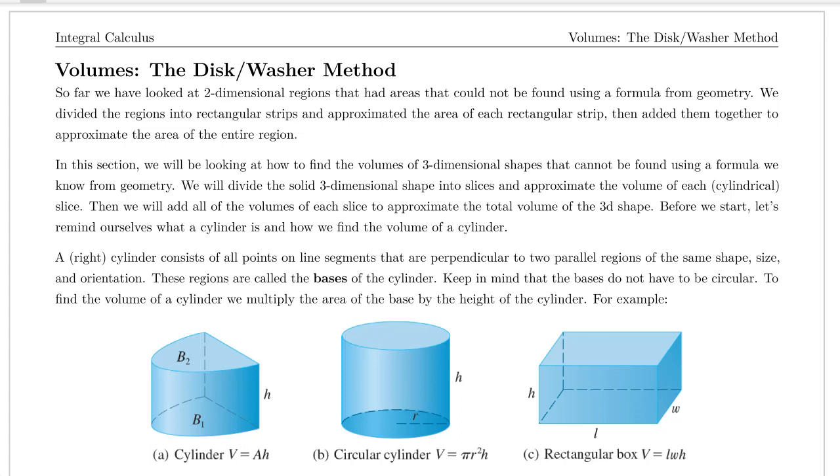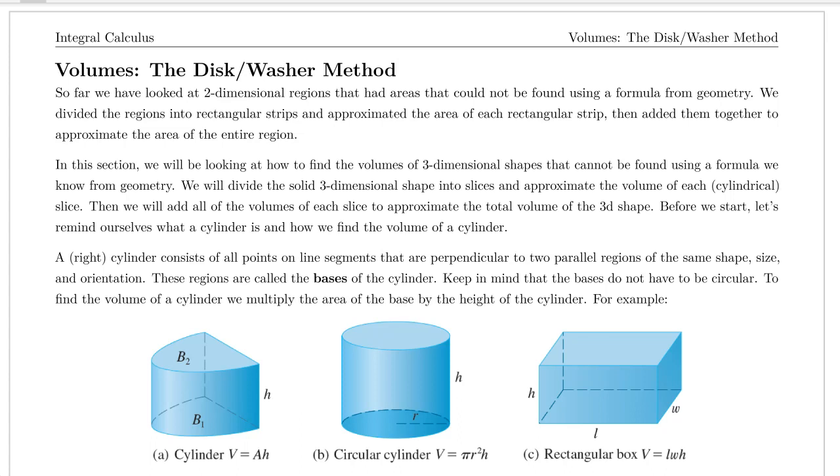Before we start, let's remind ourselves what a cylinder is and how we can find the volume of a cylinder. A cylinder consists of all points on line segments that are perpendicular to two parallel regions of the same shape, size, and orientation. These regions are called the bases of the cylinder. Keep in mind that the bases do not have to be circular. To find the volume of a cylinder, we multiply the area of the base by the height of the cylinder.